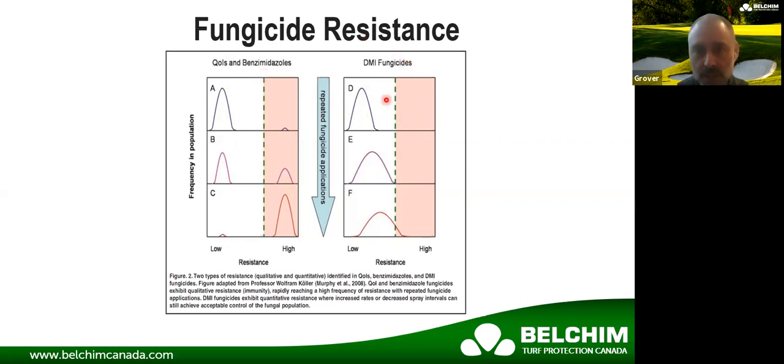Compared to your DMI fungicides, it's more of a slower transition, okay? And you don't get full resistance. It's more like a dimmer switch. So if you can imagine that light bulb tied to a dimmer switch, over time, you just start to crank down that dimmer switch, and that light bulb gets dimmer and dimmer. However, in this case, you can shorten the interval of control or double your rate, and you start to get that control back. So it's very important to know this.